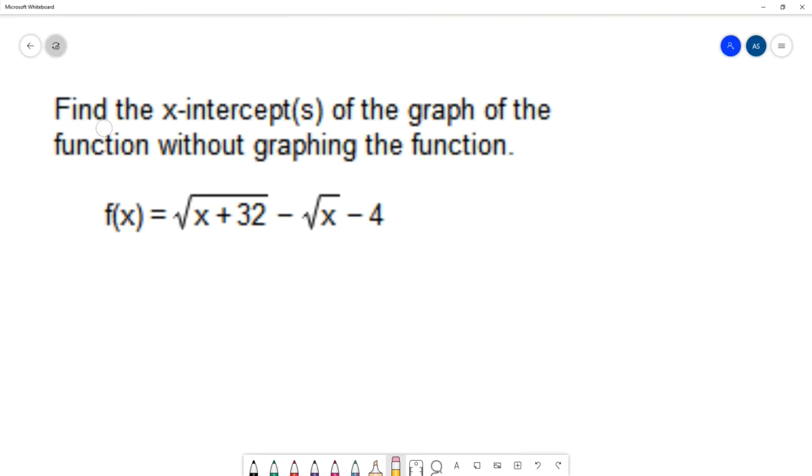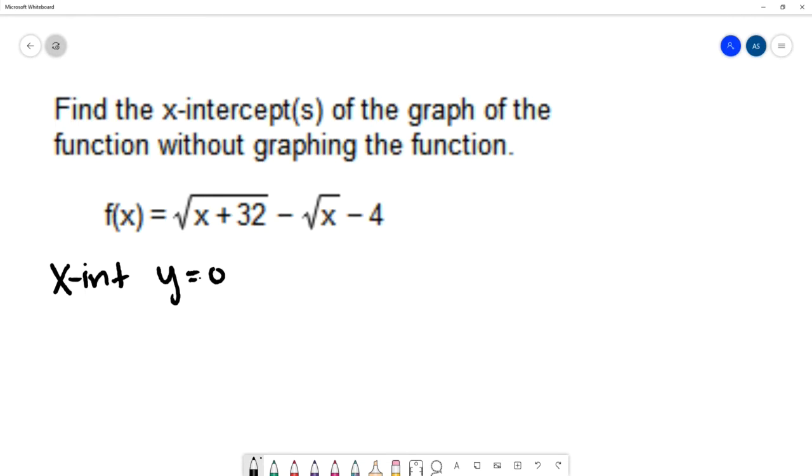In this example, we want to find the x-intercepts of the graph without graphing the function. So we're looking for x-intercepts for this function f of x equals the square root of x plus 32 minus the square root of x minus 4. If we're looking for x-intercepts, we're going to let y equal 0.